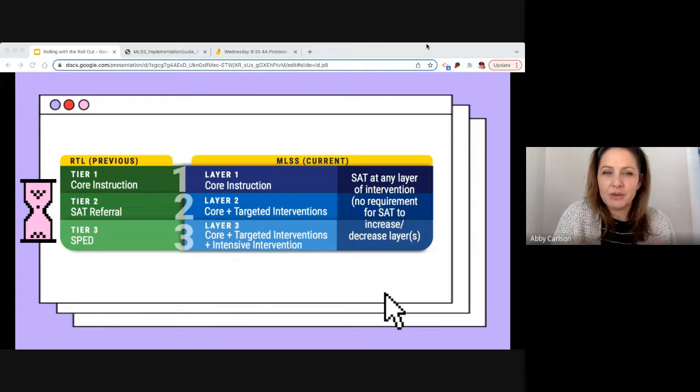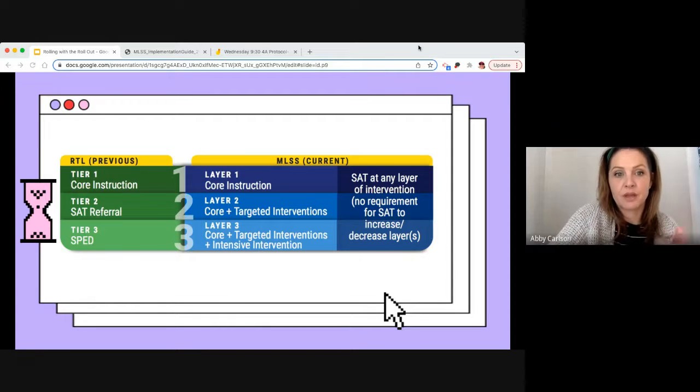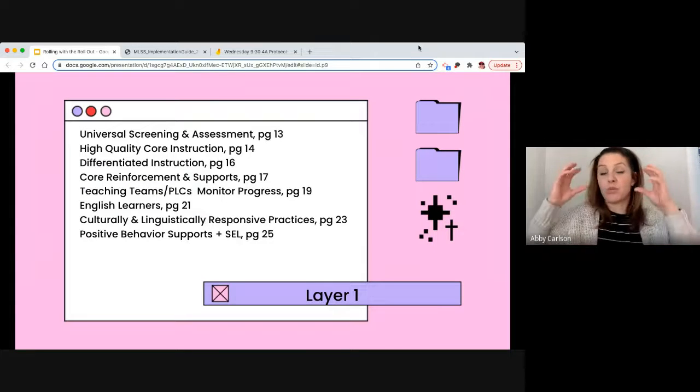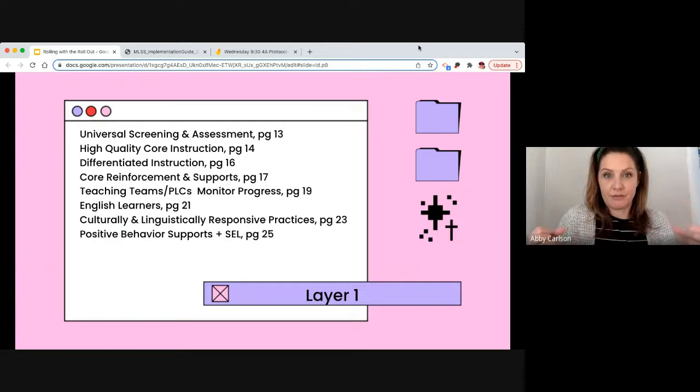But we wanted to grapple with how our old understanding impedes or supports moving forward and our future patterns. So on the next slide, we're going to look a little bit deeper at layer one. Layer one is the area that all students receive. There are 8 indicators that should be found in all layer one instruction.